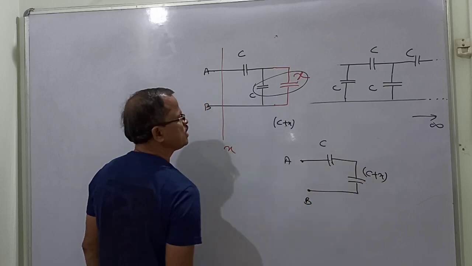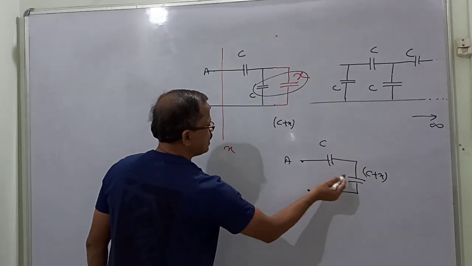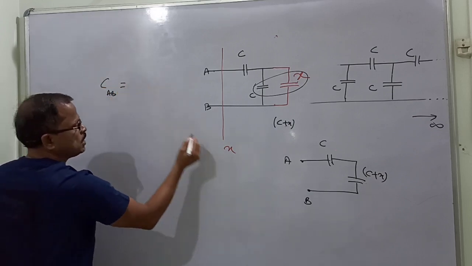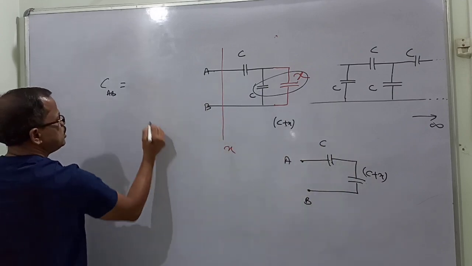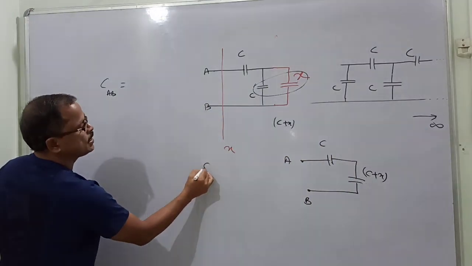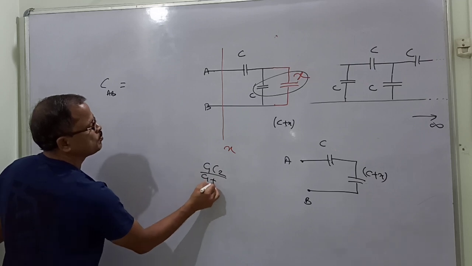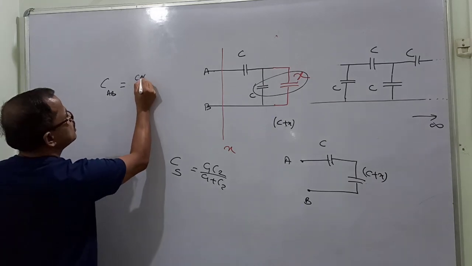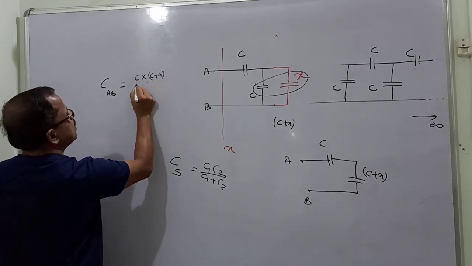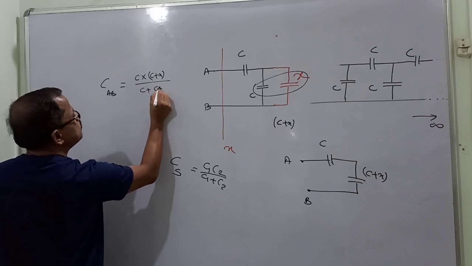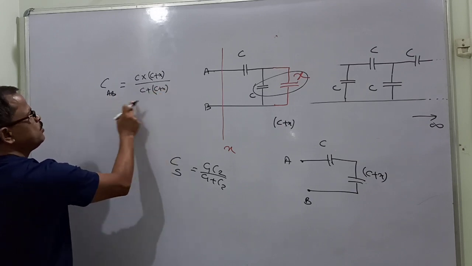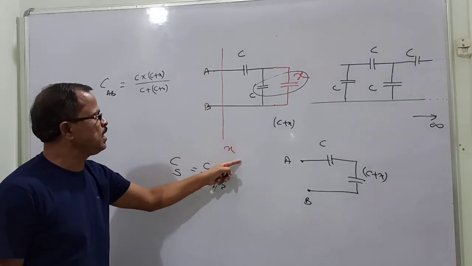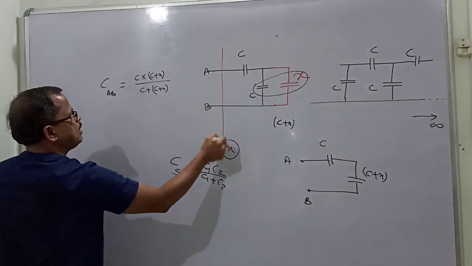When the two capacitors are in series, what is the resultant across A and B? The net capacitance between the points A and B is the series combination of these two. When two capacitors are in series, the answer is C1 C2 divided by C1 plus C2. So C into C plus X, divided by 2C plus X. This is the net capacitance between A and B. Then what we have discussed is that the net capacitance between A and B is again X.